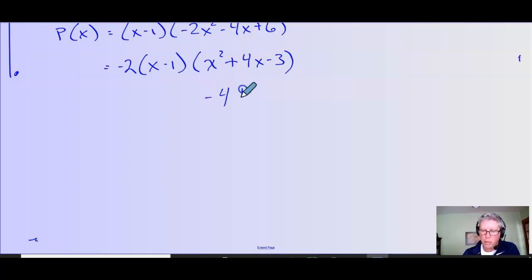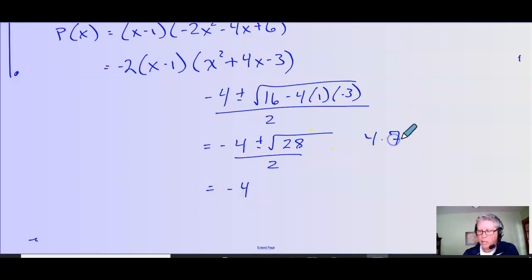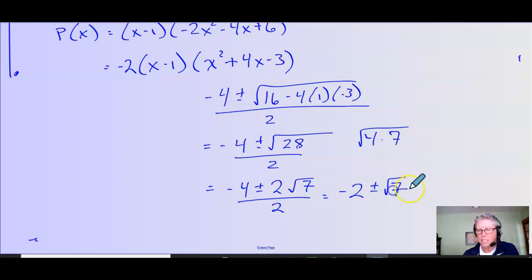So -4 plus or minus the square root of b squared minus 4 times a times c, all over 2a, and that's going to give me -4 plus or minus the square root of, I think, 28 over 2. You know, we could leave it like that, but I know 28 is 4 times 7. I know the square root of 4 is 2, so I get -4 plus or minus 2 times the square root of 7 over 2. 2 goes into both of those, so -2 plus or minus the square root of 7.